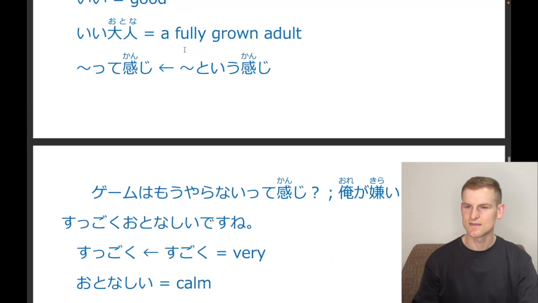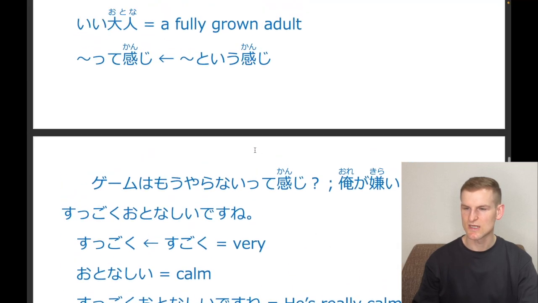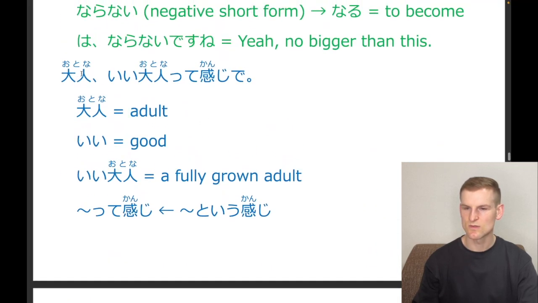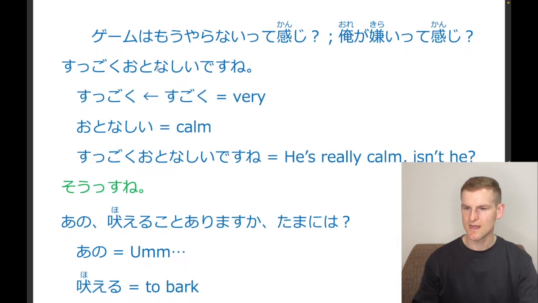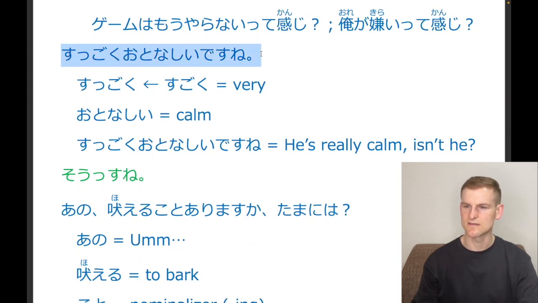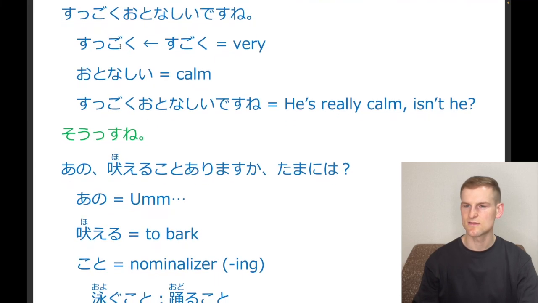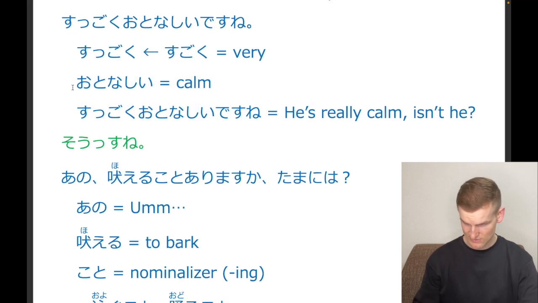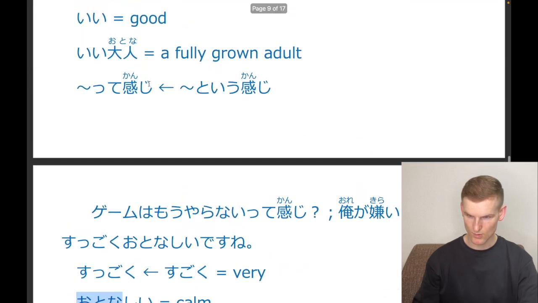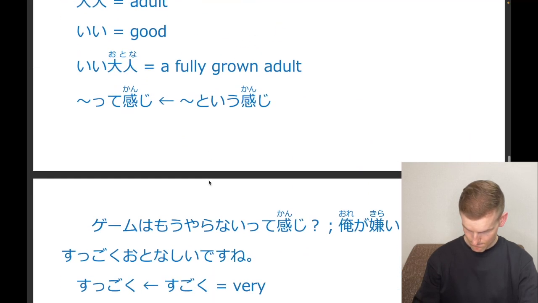Okay. So yeah. Oops, I forgot to add the translation here, but yeah. もう大人いい大人って感じで. Oh yeah, so it's like he's a full-grown adult, I guess, huh? Something like that. Okay, and next one. すっごくおとなしいですね. Okay, so すっごく. This is an emphasis of すごく, which we looked at before. Means very. おとなしい, calm. As you can see, this actually comes from the word for adult, 大人.